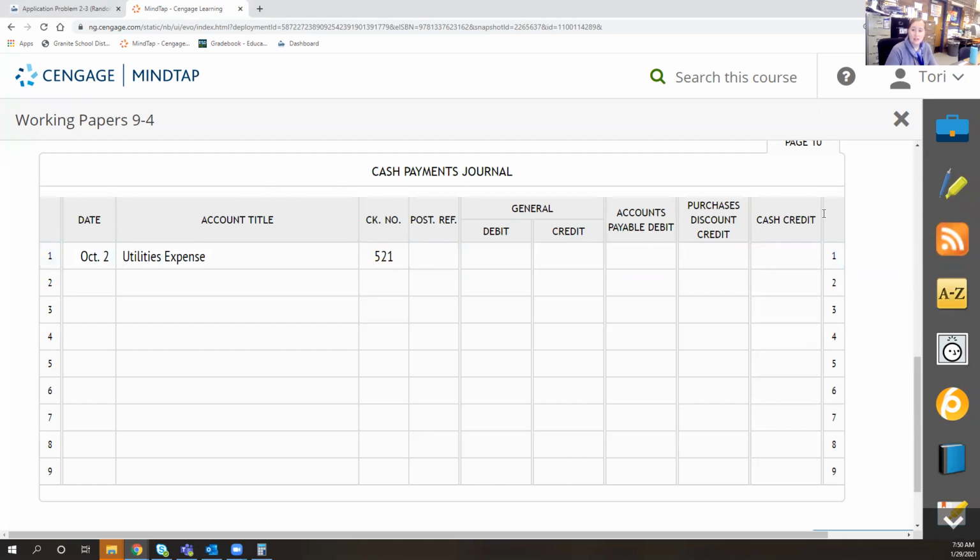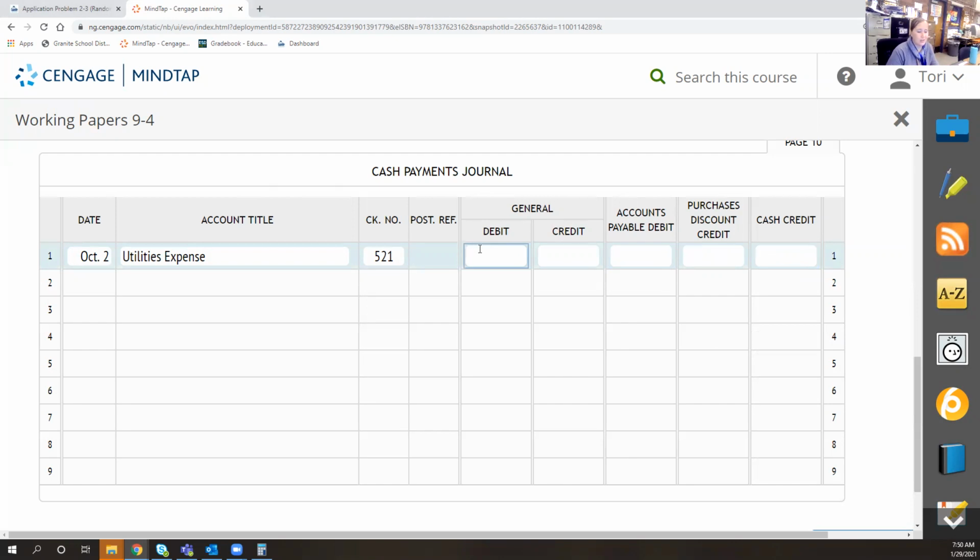Now in this, it looks very different than what we're used to. We have different columns. We have the general column. We have our accounts payable column. This is when we pay on our accounts payables. And then we have discounts, because sometimes you get discounts. Like if you pay off before your bill is due, then you get a discount. Sometimes you get a discount if you pay all cash. So that's what that column's for. And then the cash credit, this is the actual amount that we paid.